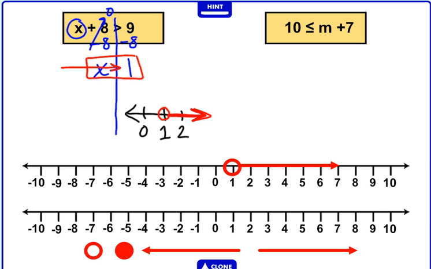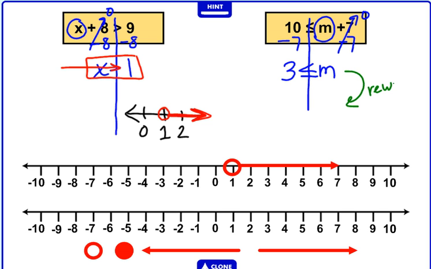So on this next example, I'll do the same thing. I'm going to put in my balance line. I'm going to circle my variable, which is m, and I get rid of plus 7 by doing minus 7 on both sides. This is a 0 pair, and m plus 0 is just m. This symbol is the same, and 10 take away 7 is 3. Now, if I went back to that very first page, we said that we had to put our variable on the left. So I've got one more step right here. I need to rewrite this expression. I'm going to put the m on the left and the 3 on the right.